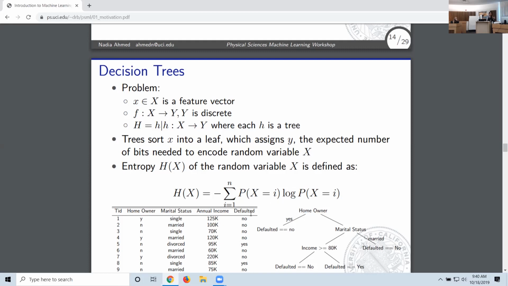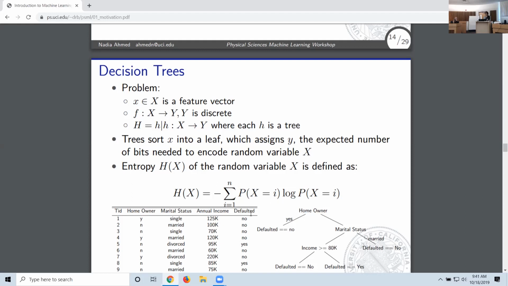That means that if I start off with a sample, and let's say that I've got 13 people that defaulted and 7 people that didn't default, I would like to come up with a decision tree where the majority of the people that defaulted are at one leaf node, and the majority of the people that didn't default are in another leaf node. So if I can somehow discriminate the information as much as possible, then I have a good learner.